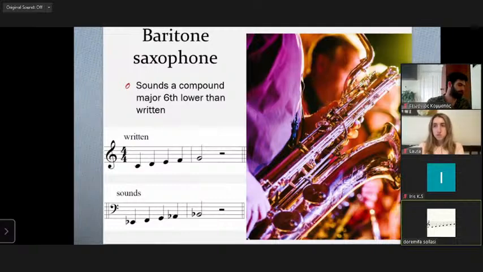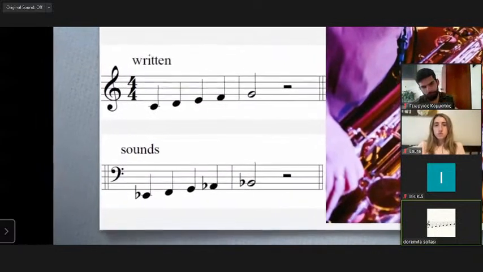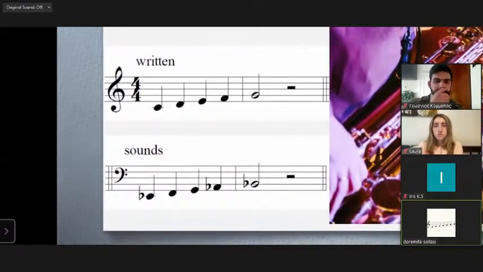So there is a really big difference between the written range and the sounding range. If we see this, it sounds here. So here you can see that this is C4. And this is a major sixth lower plus an octave. So a compound major sixth.